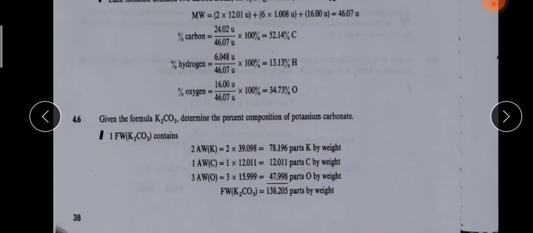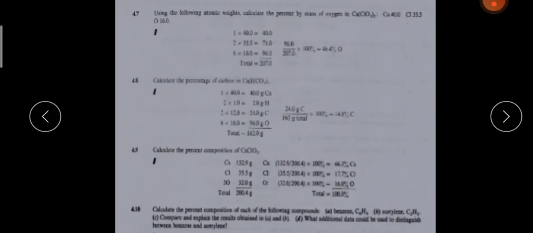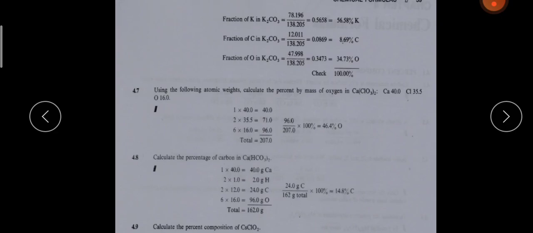Given the formula K2CO3, determine the percentage composition of potassium carbonate. One formula of K2CO3 contains... First of all, you have to calculate the formula weight. Then you will get the fraction of K in percentage.